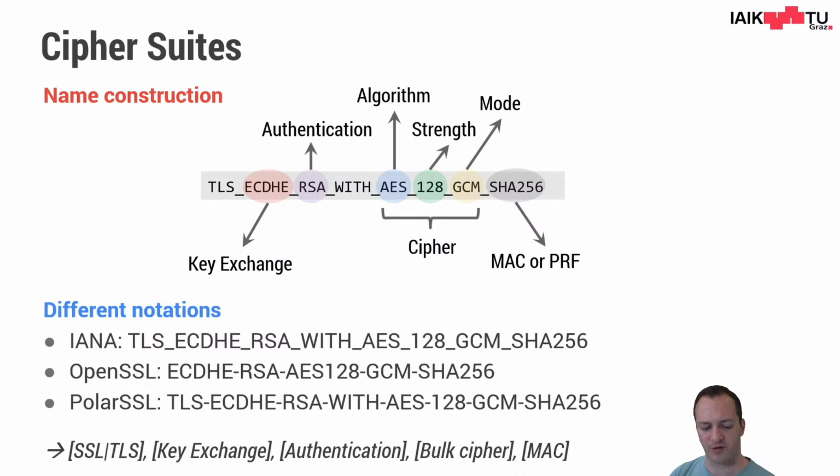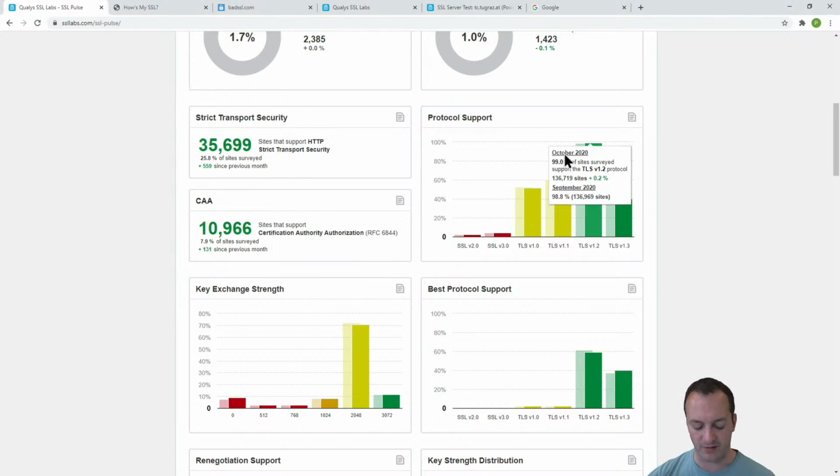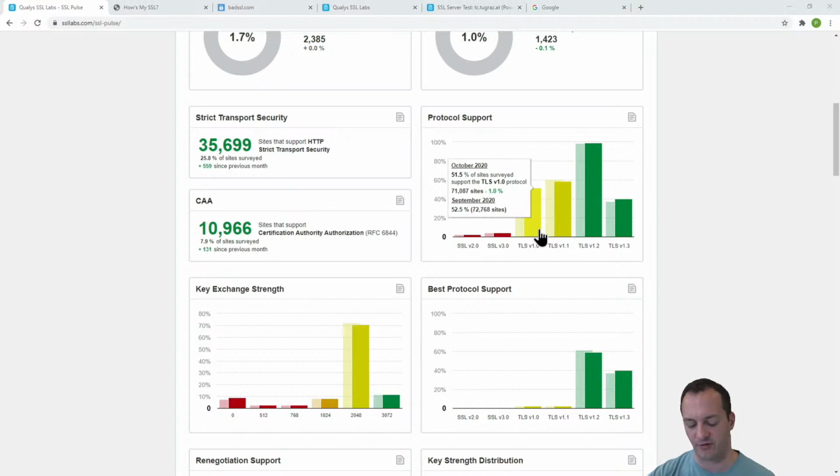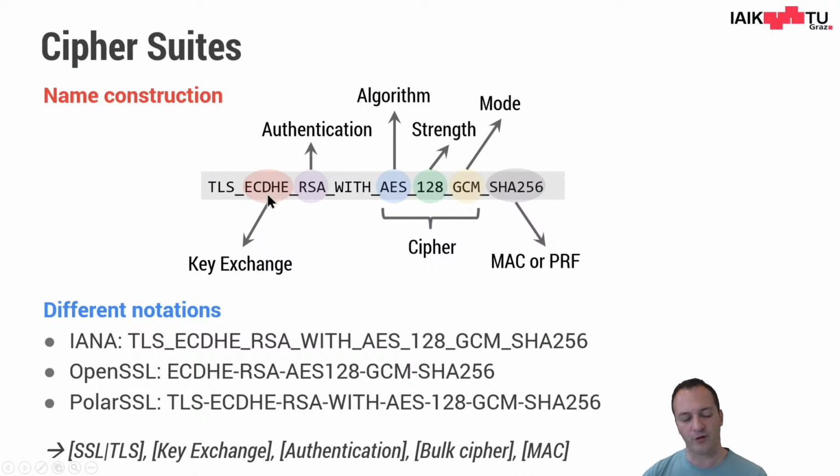The general structure is always the same. So usually it starts with the protocol, which is always TLS. In some references, you still see that it says SSL TLS here. But you know from a few slides ago that usually we do not use SSL 2.0 and 3.0 anymore. So this prefix here will always be TLS. Then the first argument will refer to the key exchange. This will be the algorithm to use for key exchange.